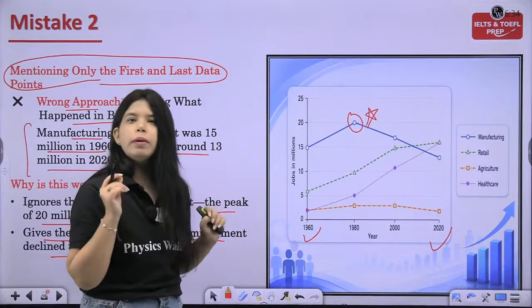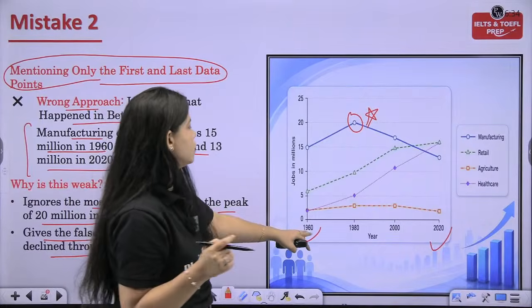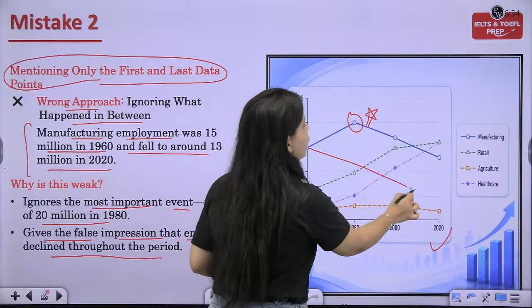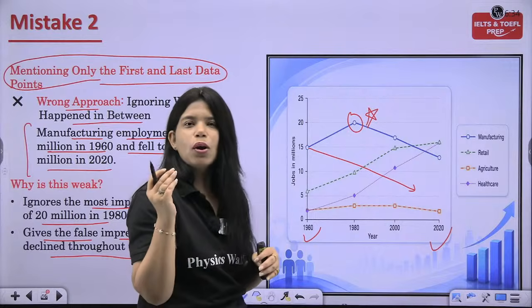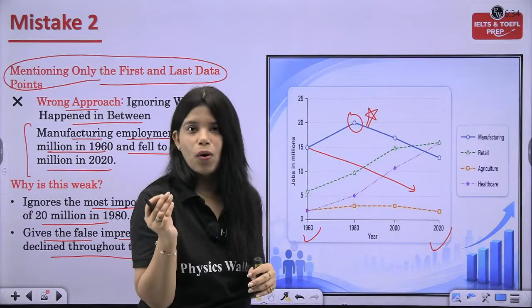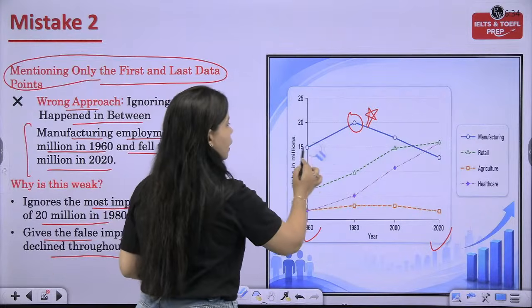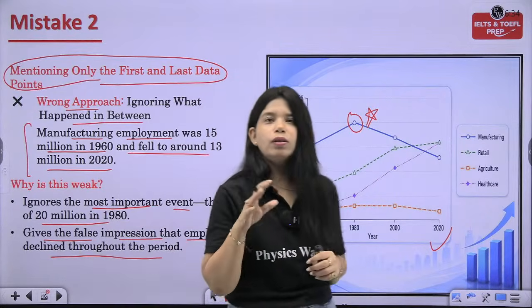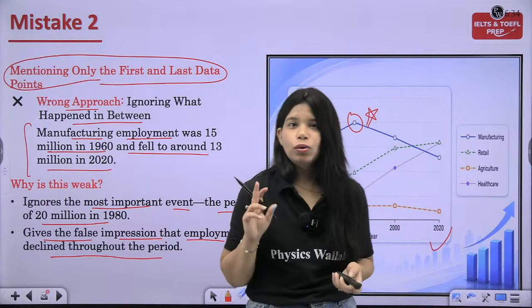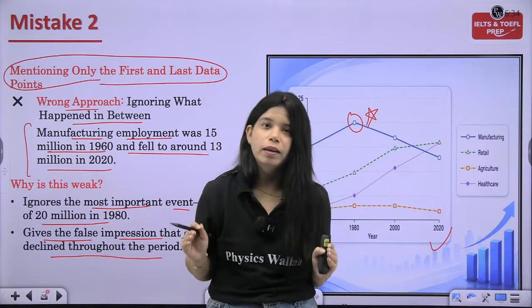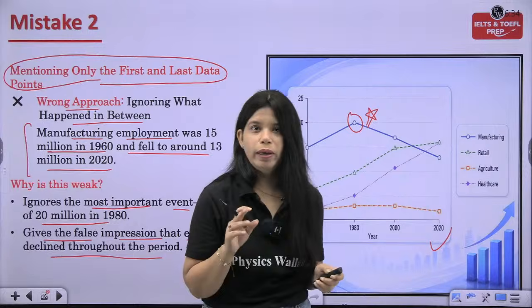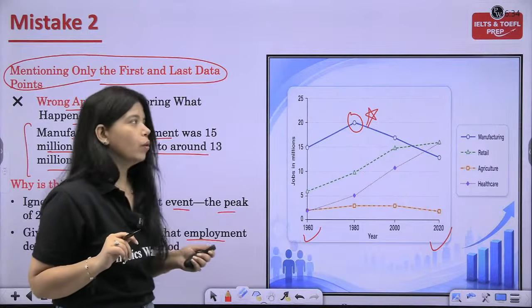इस स्टेटमेंट को पढ़ के ऐसा लग रहा है कि 1960 के बाद से employment decline ही होती जा रही है. So it sort of gives wrong impression, wrong information, which is why this is also wrong. तो लाइन ग्राफ्स के केस में अगर आप फर्स्ट और लास्ट पॉइंट मेंशन करते हो, स्टॉप डूइंग दैट. अगर आप सारे ईयर्स मेंशन करते हो, stop doing that. Now let's take a look at the third mistake.